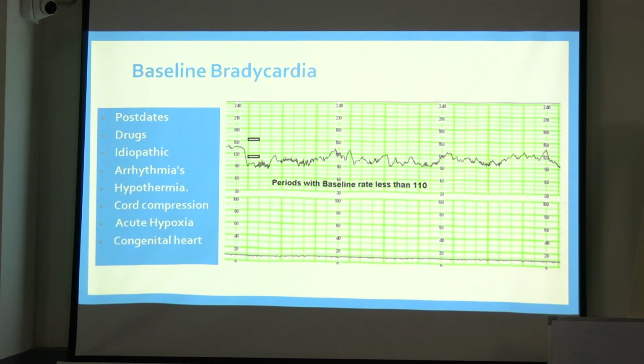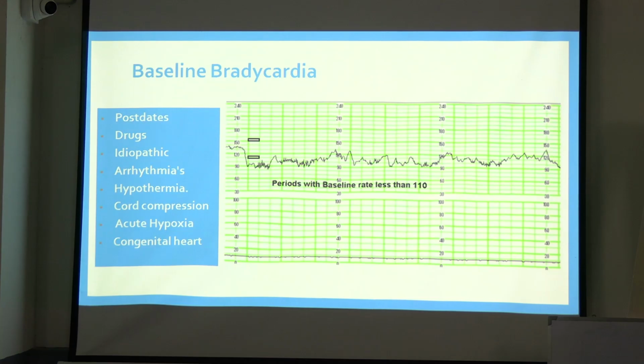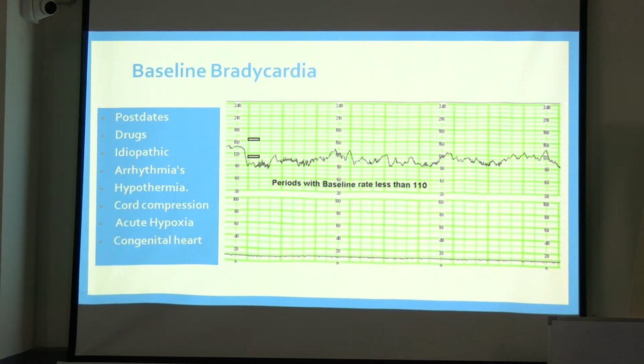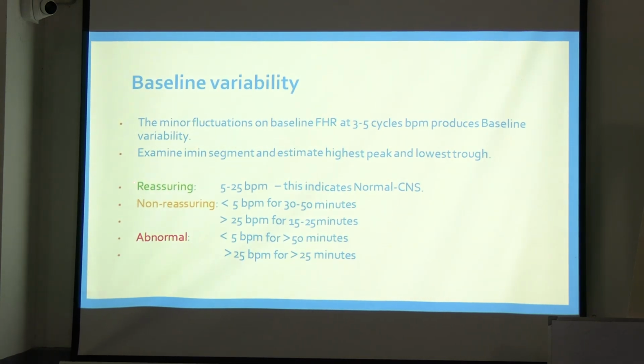What are the causes of baseline bradycardia? If any drugs are given, idiopathic arrhythmia, hypothermia, cord compression, acute hypoxia, and congenital heart disease or congenital heart block is there, then baseline bradycardia can be seen. Here the baseline is around 100. So this is bradycardia. Baseline variability, what comes?